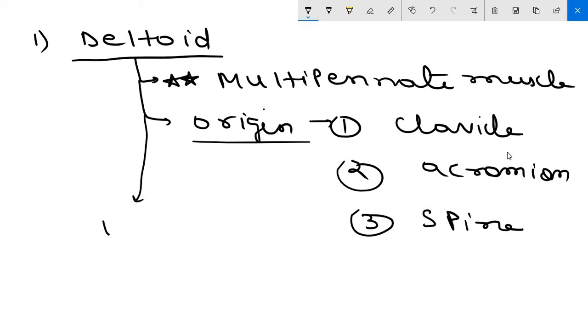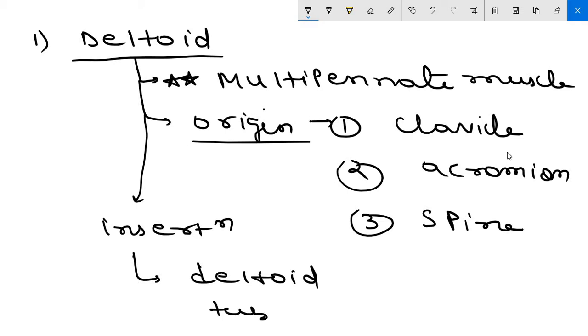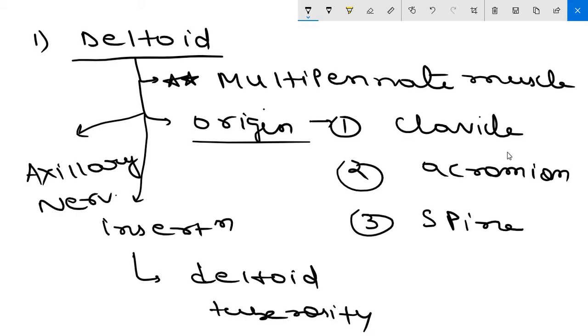Now coming to the insertion of the deltoid muscle. The deltoid muscle is inserted at the deltoid tuberosity, which is present on the humerus bone. Now coming to the nerve supply: the deltoid muscle is supplied by the axillary nerve, which has root value C5, C6. So these are all the things about the deltoid muscle.